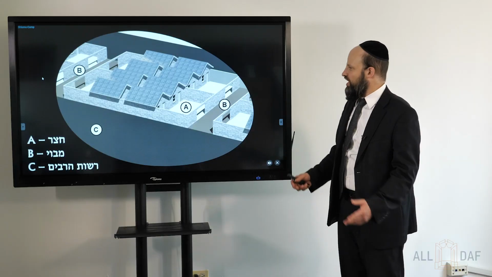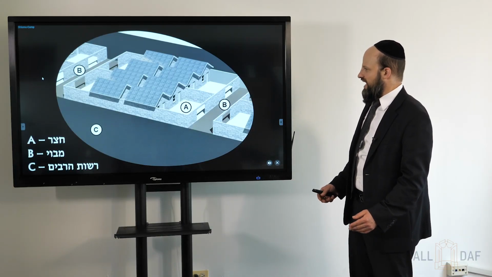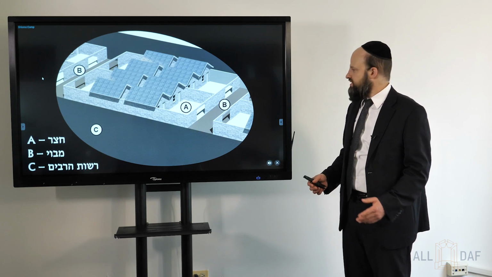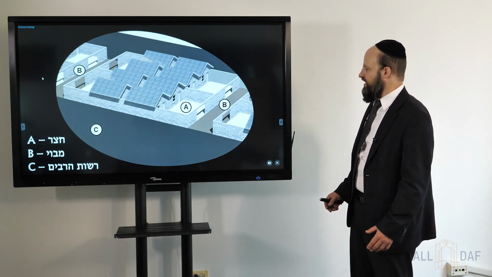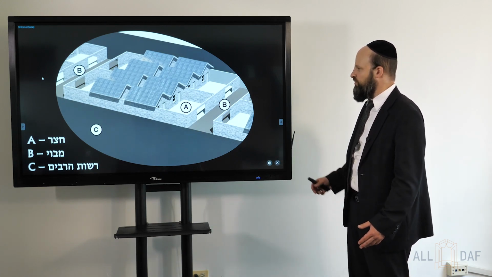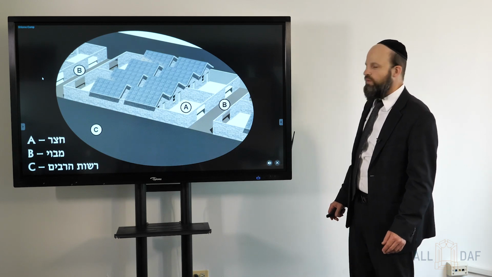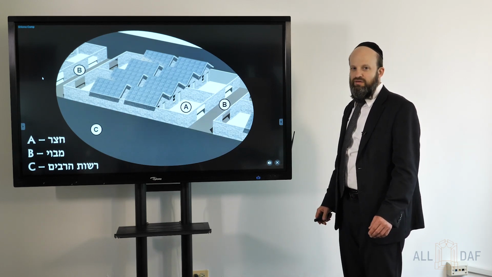And we put a lot of thought into it, and we really came to the conclusion that Eruvin is not so much the complexity that's a challenge. It's really the abstract nature of all these topics. Now, we don't live in a chutzner. We don't have a mavli, we don't have these alleyways that were common in the times of Chazal. Even our Rishus Harabim, our public domain, does not function the way the public domain functioned in times of Chazal.